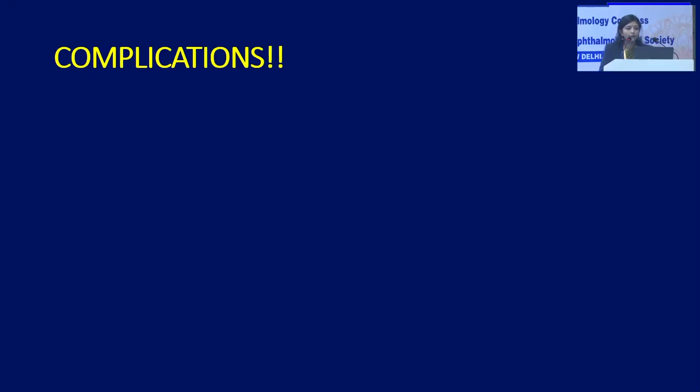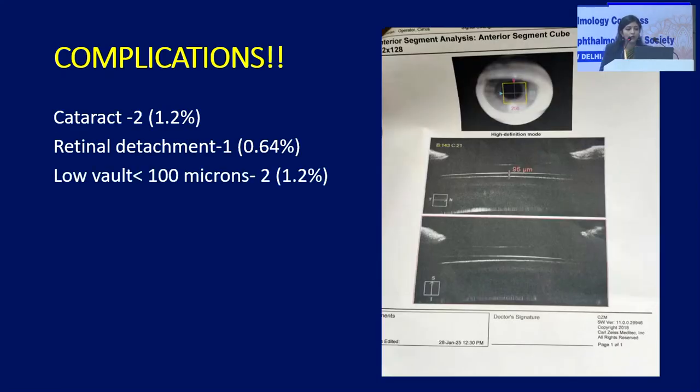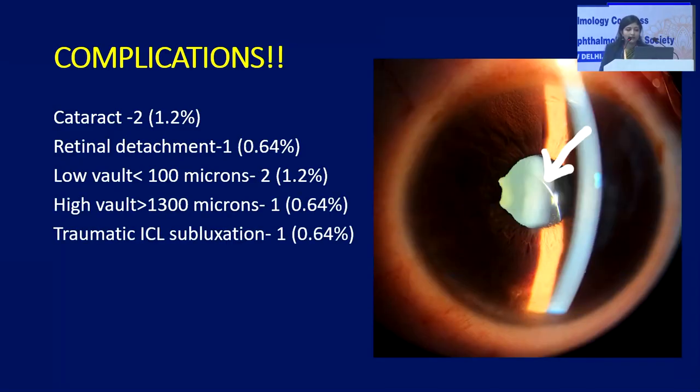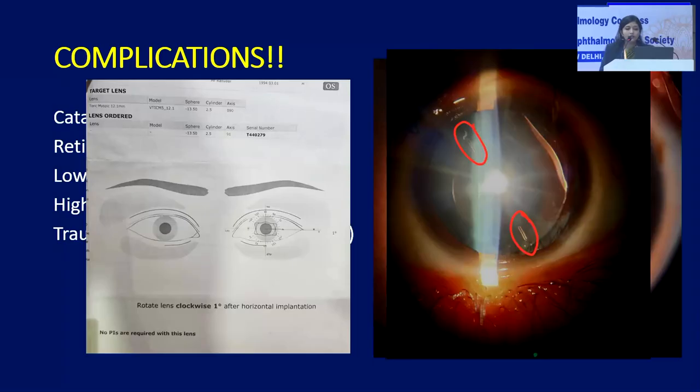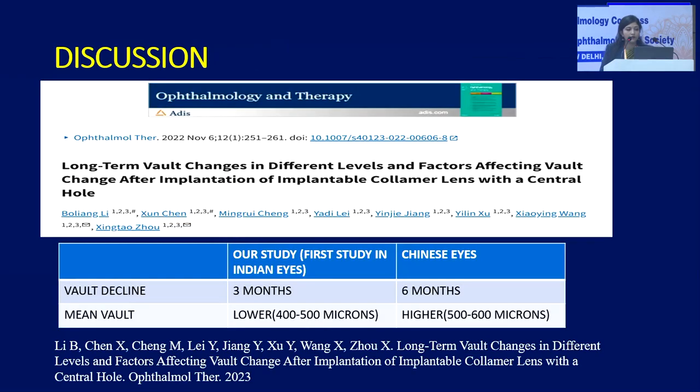We also encountered a few complications like cataract in 2 cases, retinal detachment in 1 case, low vault less than 100 microns in 2 cases, high vault more than 1300 microns in 1 case, traumatic ICL subluxation in 1 case, spontaneous toric ICL rotation in 2 cases, and steroid-induced glaucoma in 2 cases.